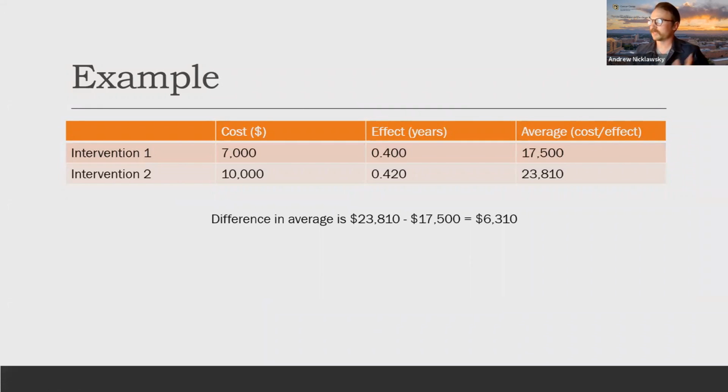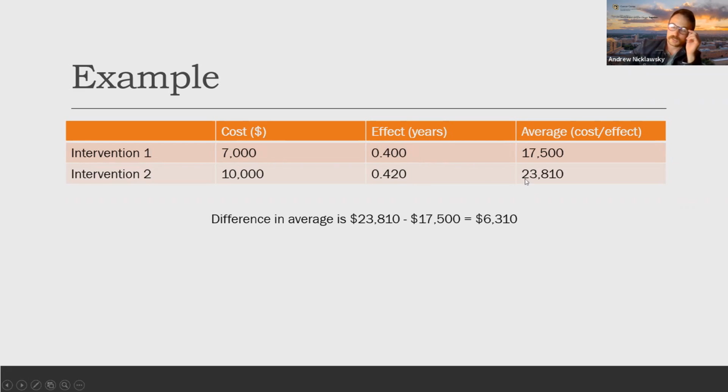So I've thrown a bunch of jargon at you. Let's put it in more specific context so that it makes a little more sense. If we're talking about just 2 arbitrary interventions, one that costs $7,000, the other costs $10,000, and we say that the quality adjusted life years for one is 0.4 and the second intervention is 0.42.